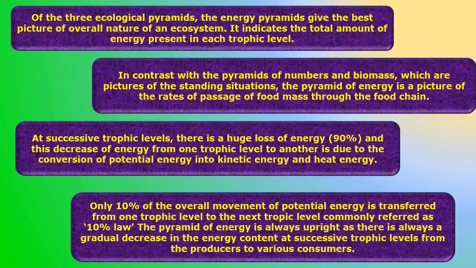commonly referred to as the 10% law, and this has been discussed in the last lecture on the functions of the ecosystem, where I have fully discussed what the 10% law is, and how energy decreases from one level to another in different kinds of food chains or ecosystems, and the rest of the energy is lost as heat. The pyramid of energy is always upright, as there is always a gradual decrease in the energy content at successive trophic levels from the producers to various consumers.